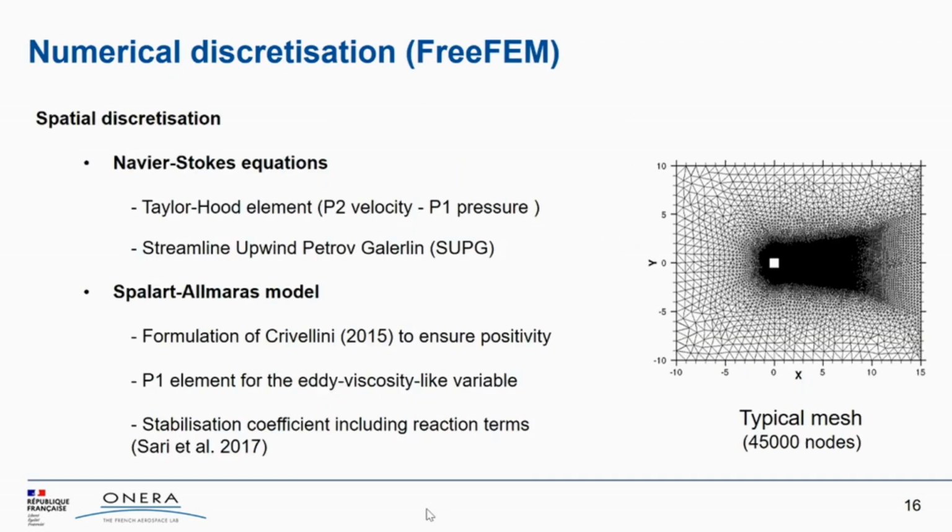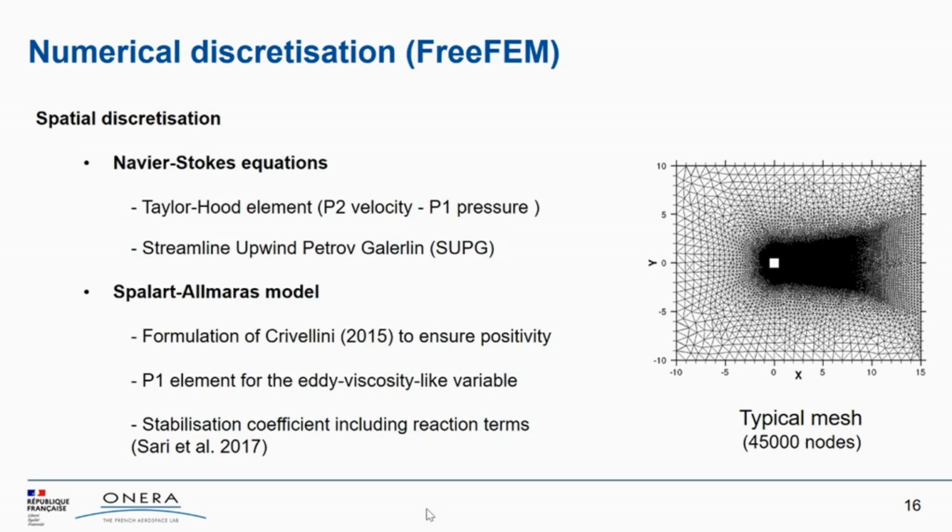So these models have been solved numerically using the software FreeFEM. For the spatial discretization, we have used the finite element method. For the Navier-Stokes equation, the velocity and the pressure are discretized with P2 and P1 elements respectively. And since the Reynolds number is quite high in our case, and we have a convection dominated flow, we need to stabilize the classical Galerkin method using, in our case, a streamline upwind Petrov-Galerkin.